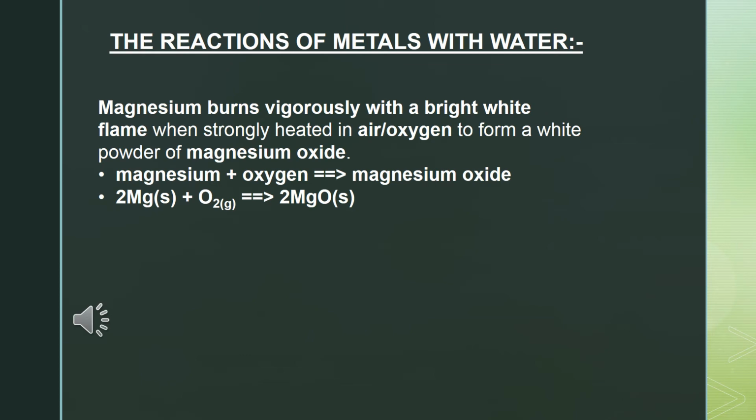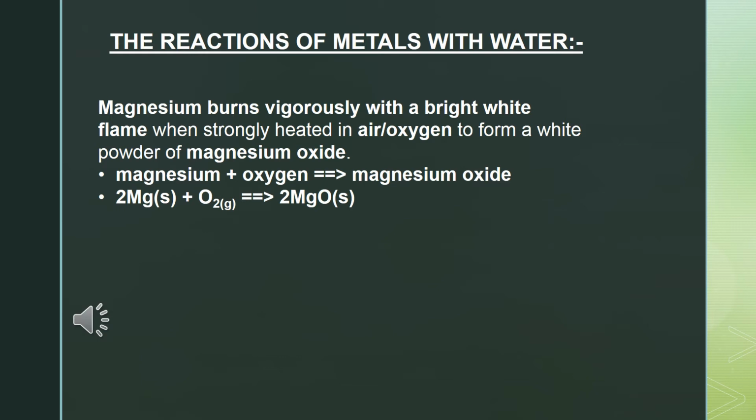Let's talk about the reaction of metal with oxygen. For example, we have magnesium now. So the magnesium burns vigorously with a bright white flame when strongly heated in the presence of oxygen to form a white powder of magnesium oxide. I have given you the equation as well so you can understand it properly.